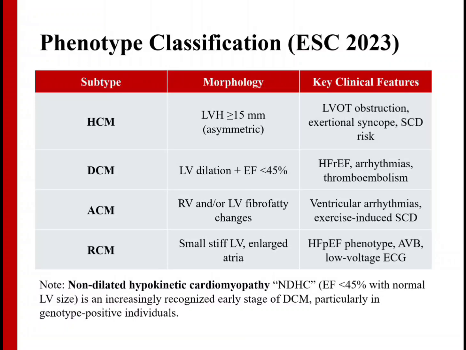Dilated cardiomyopathy presents with dilated left ventricle and ejection fraction less than 45%, often accompanied by arrhythmias and risk of thromboembolism. Arrhythmogenic cardiomyopathy is unique. It may involve right ventricle, left ventricle, or both, with fibrofatty replacement leading to ventricular arrhythmias. Look for exercise-induced sudden cardiac death or ECG changes in leads V1 to V3.